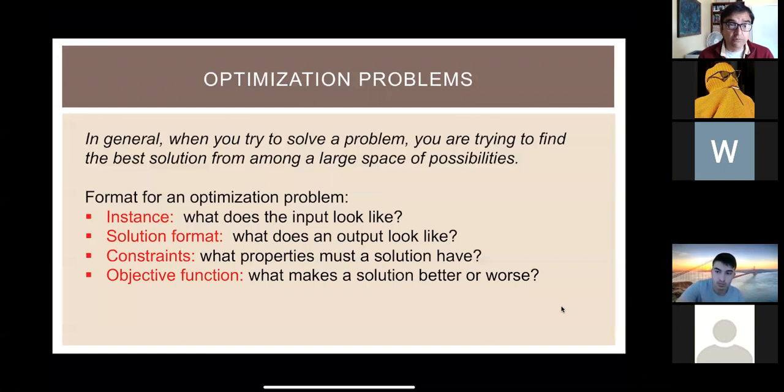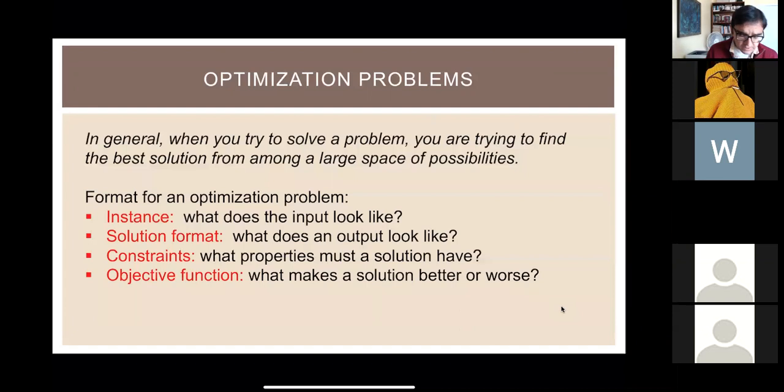So we don't just want to know, is there a path from S to T? We want to know what's the shortest path. And for the rest of the class, we will mostly be looking at optimization problems. What is the shortest path? What is the lightest spanning tree? What is the maximum flow? These are problems in which we are trying to maximize or minimize something.